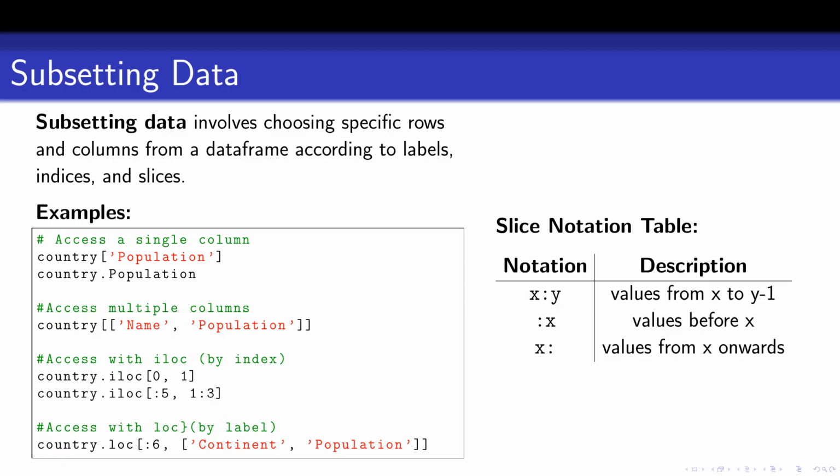Understanding slice notation is also critical. x:y means from x up to but not including y, :x means up to x, and x: means from x to the end. Mastering these indexing techniques gives you powerful, precise control over your data.